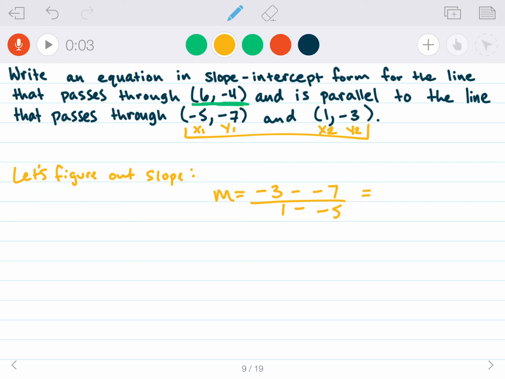These negatives become positives, so we get -3 plus 7 over 1 plus 5. That's going to give us 4 over 6, which if we simplify by 2 gives us 2 over 3. So the slope is 2 over 3, and that's good news for this green line. We know that the slope is also going to be 2 over 3 because the green line is parallel to the yellow line, and the yellow line has a slope of 2 over 3. Parallel means same slope.